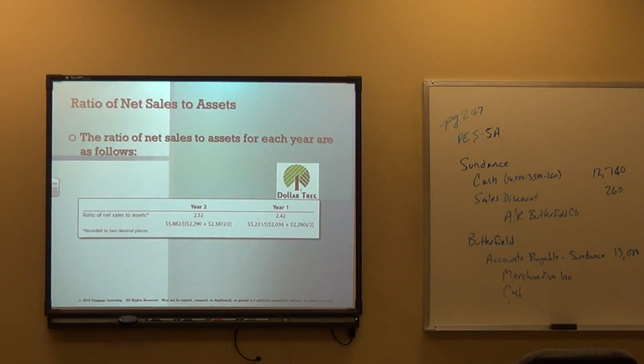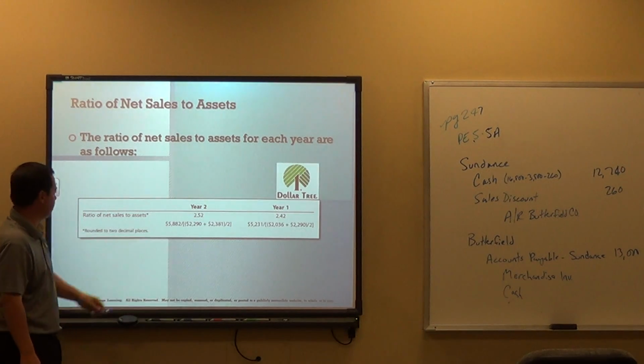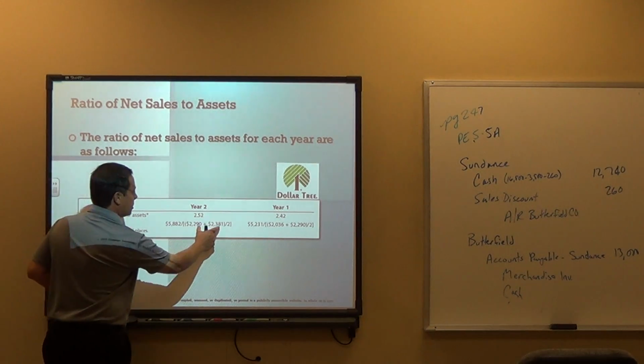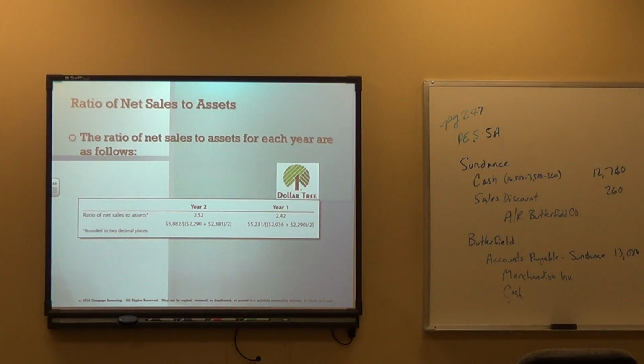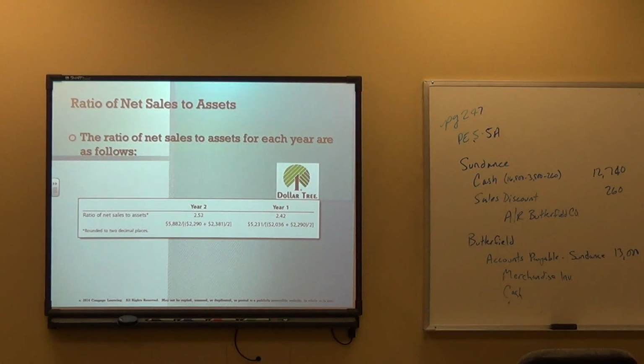So let's take a look at both of these here, break it down. In here, you can see our net sales is higher, our ratio is higher than it was in year 1. And all we were doing is adding these two together, the beginning and ending, and dividing by 2 to take the average, right? And then dividing our net sales by that. And so it's 2.52 versus 2.42. So it's increased. That basically shows us that we're doing better in using our assets. So questions?